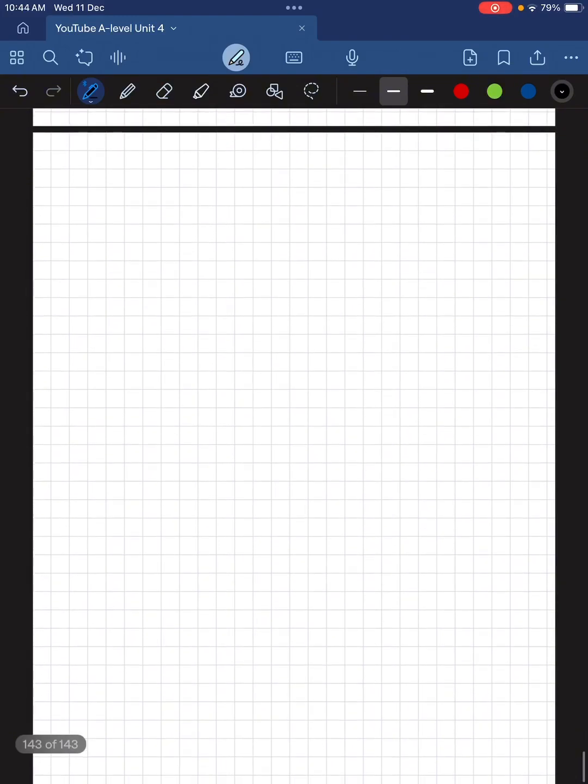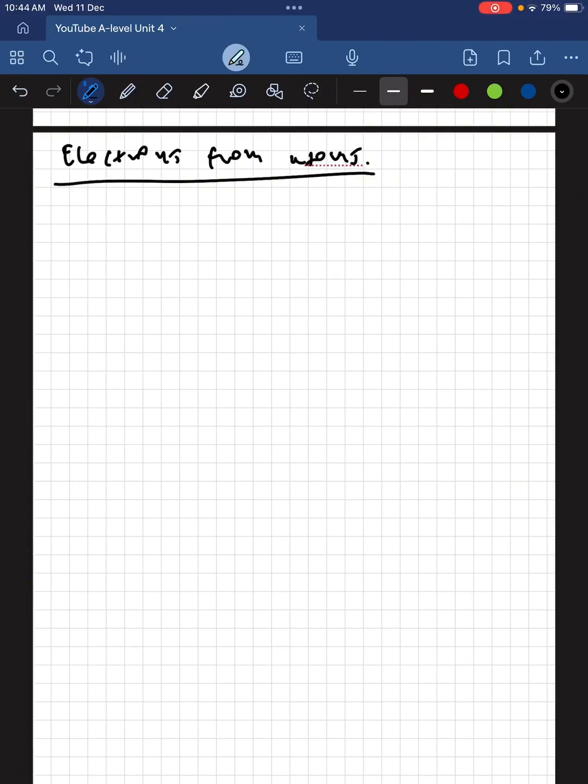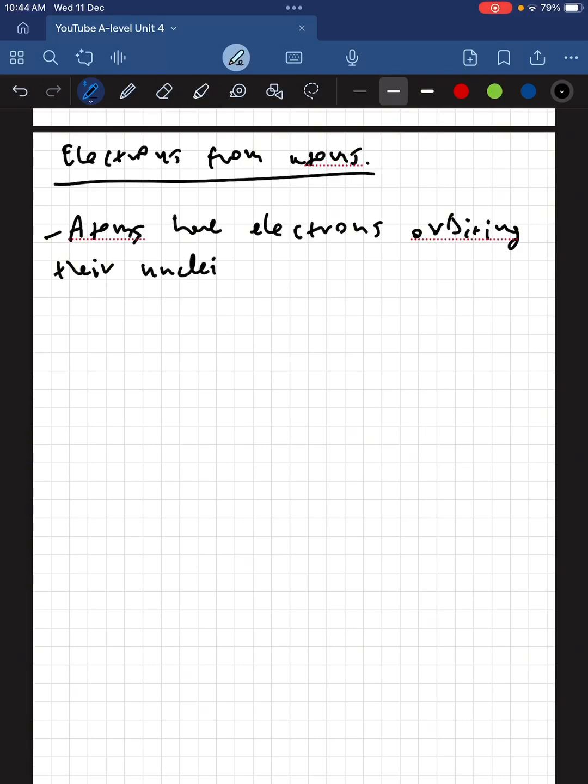So the next topic we're going to talk about is electrons from atoms. So how do we get electrons out of atoms, okay? Electrons from atoms. So atoms have electrons orbiting their nuclei, right? There are nuclei in, as we saw, discrete energy levels. And this is the case in gases mostly, okay?